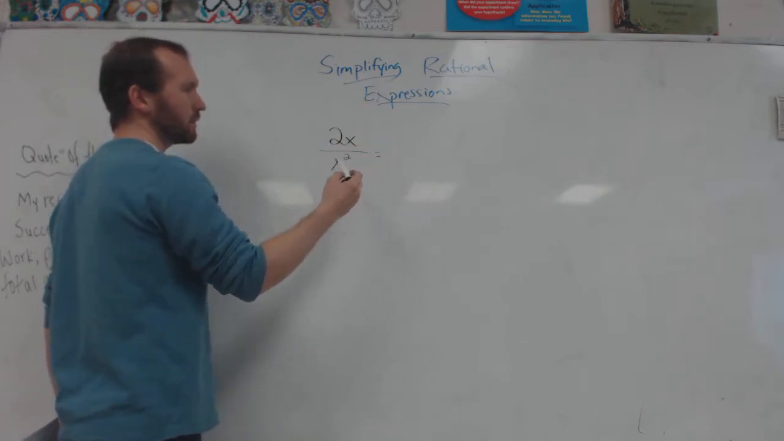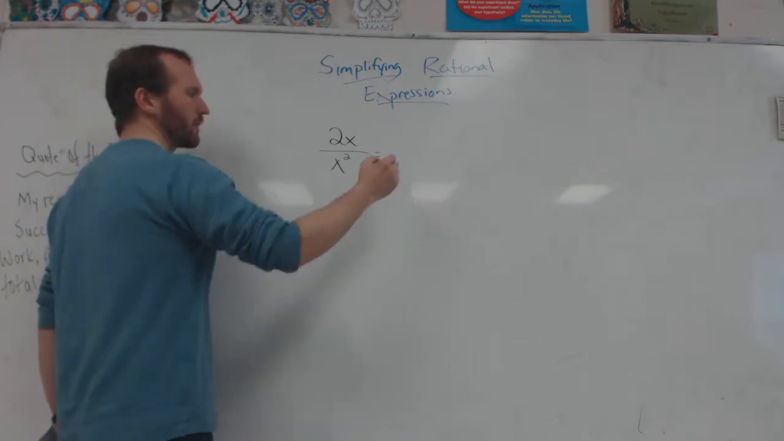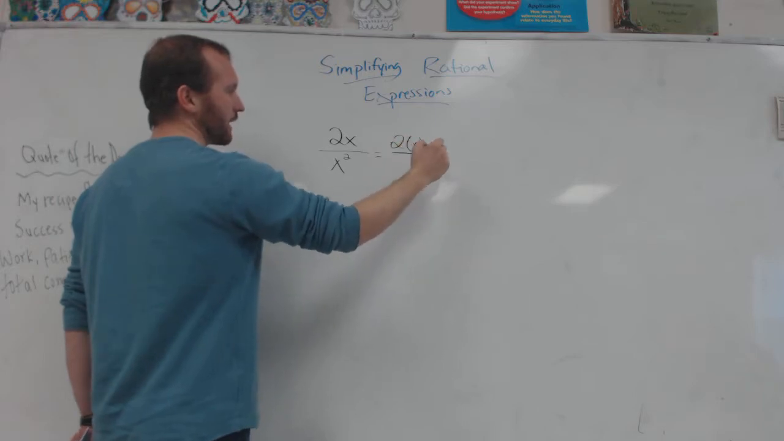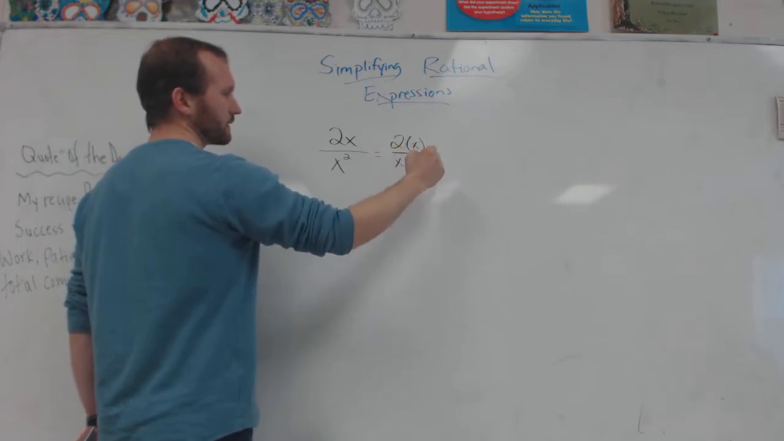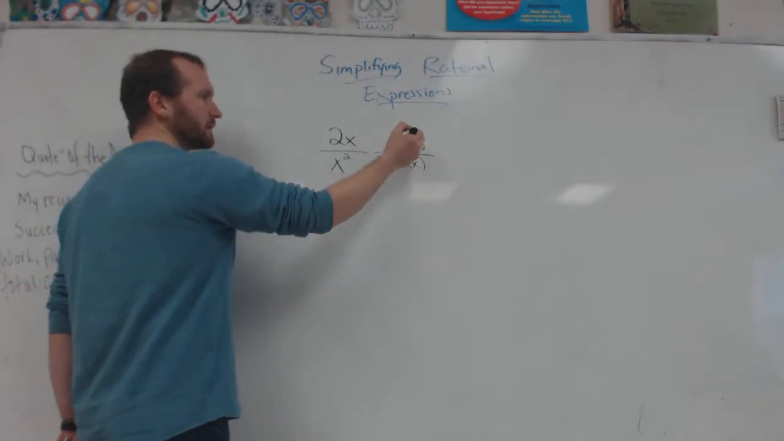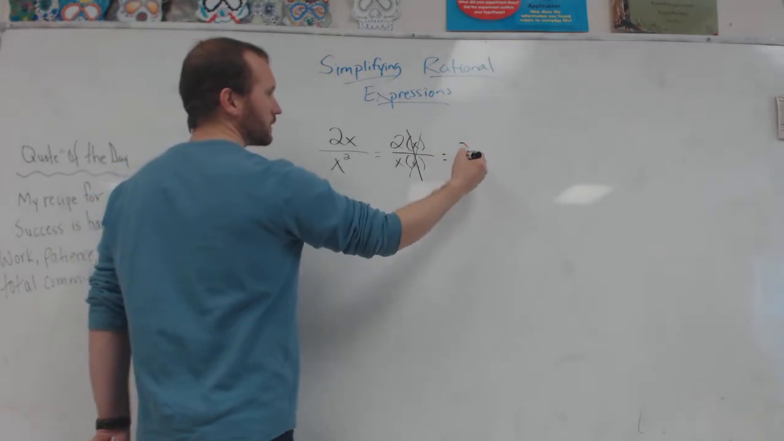So in this case, what I have is an x. I have 2x, another way of looking at this, and x times x. So I can cancel this factor, I can cancel this x, which gives me 2 over x.